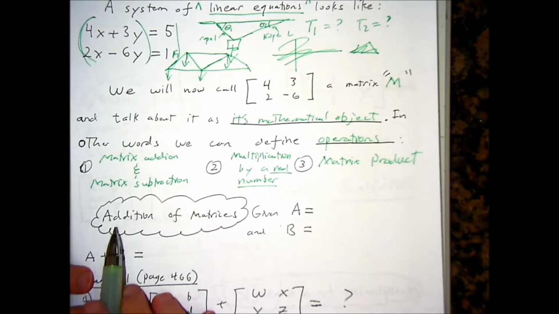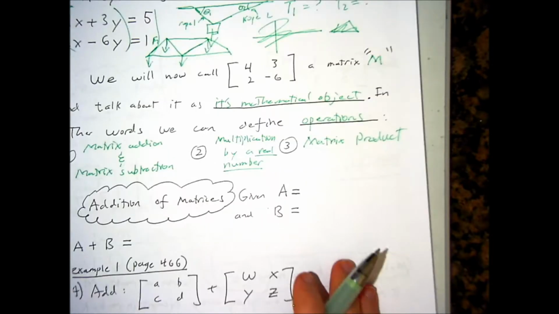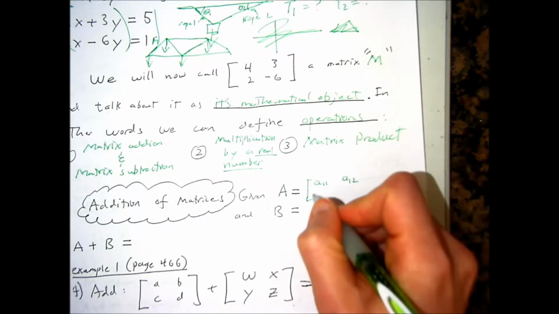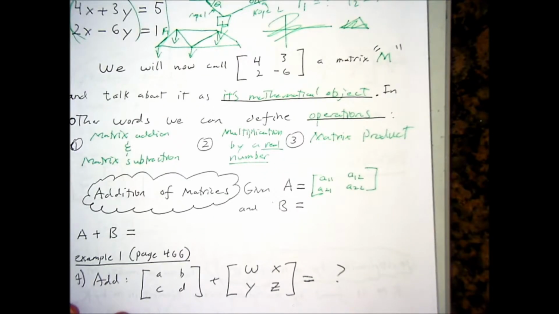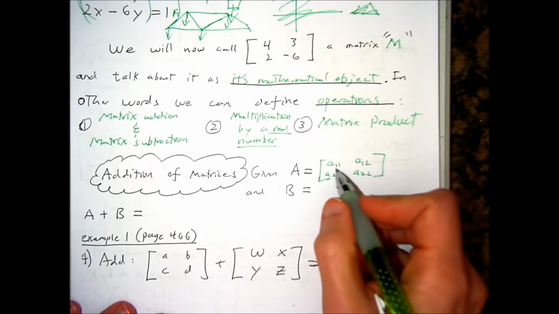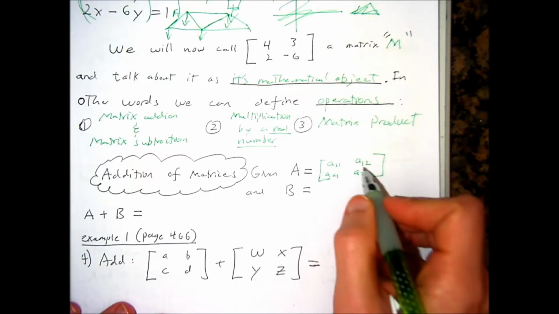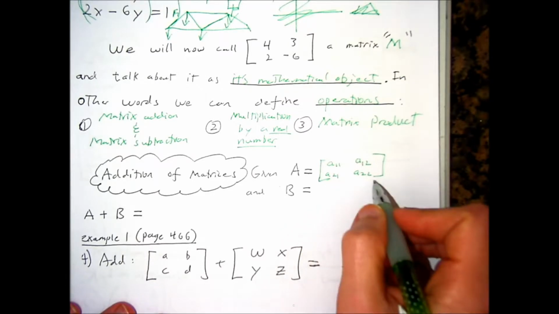So for addition of matrices, given a matrix A, we'll call this A11, A12, A21, and A22. This is a nice organized way of labeling the elements in your matrix, because the first index represents the row, and the second index represents the column. So row 1, column 1, row 1, column 2, row 2, column 1, and row 2, column 2.